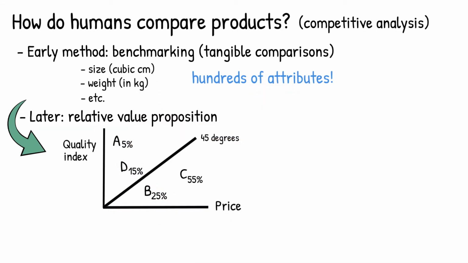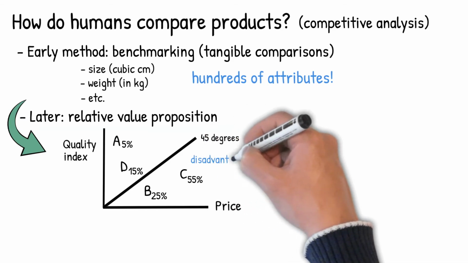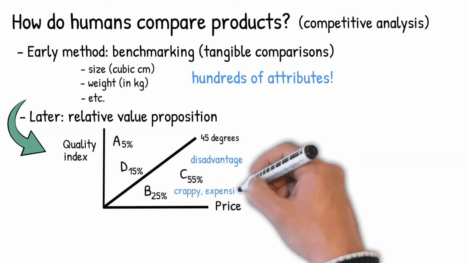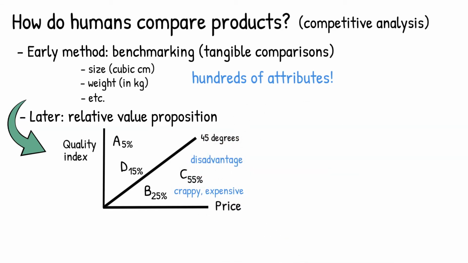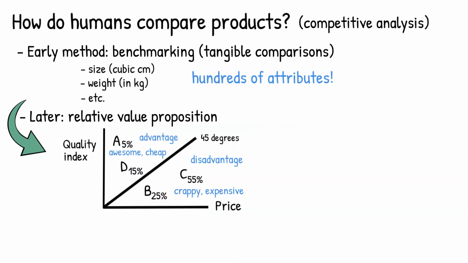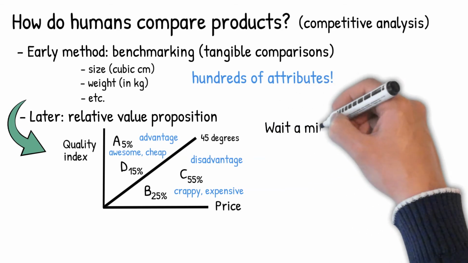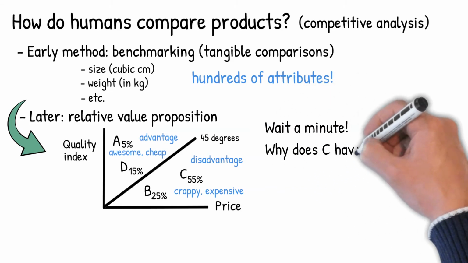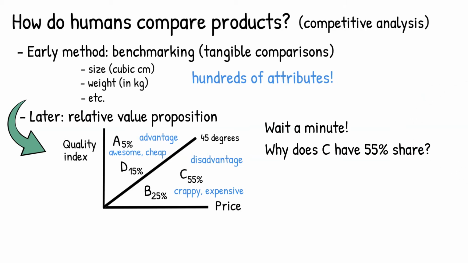For example, those below the 45-degree angle line are products that are probably at a competitive disadvantage. The ones above the 45-degree angle line have a competitive advantage. But if you look at the market shares of these companies, you'll notice that brand C is very unusual. It has 55% market share. That shouldn't be the case. Clearly, brand A or brand D should do better than brand C. But brand C is still performing well.